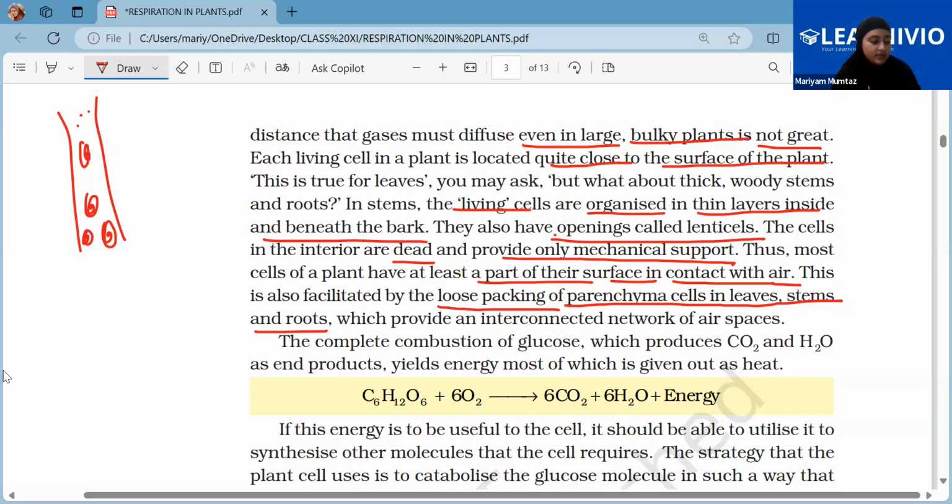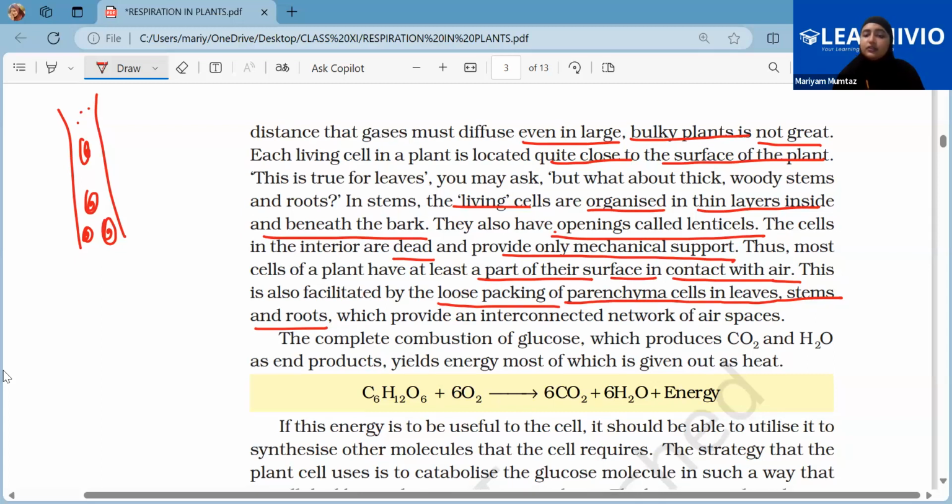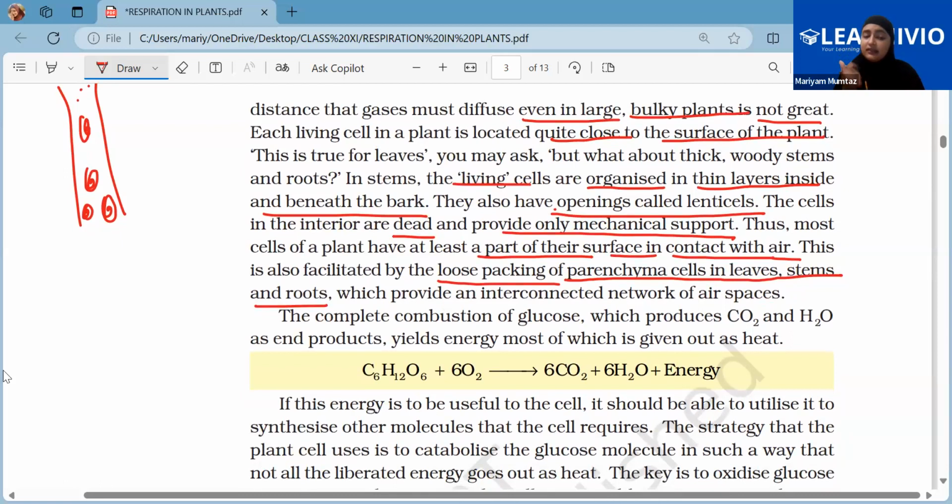Do you remember from anatomy? Yes, ma'am. It's present. Very good. So that is why the parenchyma, which is present in the leaves, the stem, and the roots, would have the proper connection of air spaces.